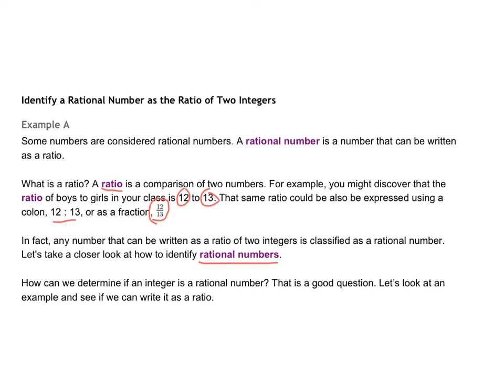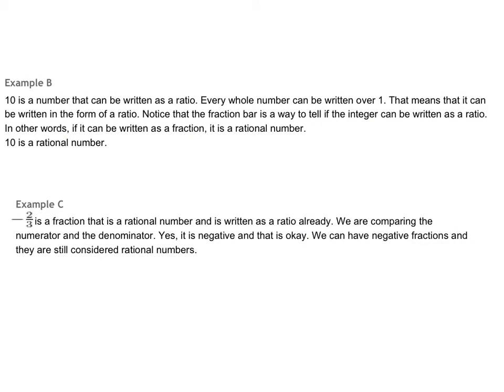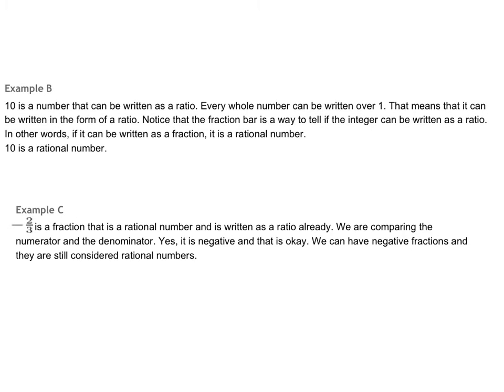Okay, so how can we determine if an integer is a rational number? Well, let's take a look at an example and see if we can write it as a ratio. 10 is a number that can be written as a ratio. Every whole number can be written over 1. So you could have 10 over 1, 6 over 1, negative 3 over 1. Any integer that you could think of, we can write it as a fraction or a ratio by putting it over 1.